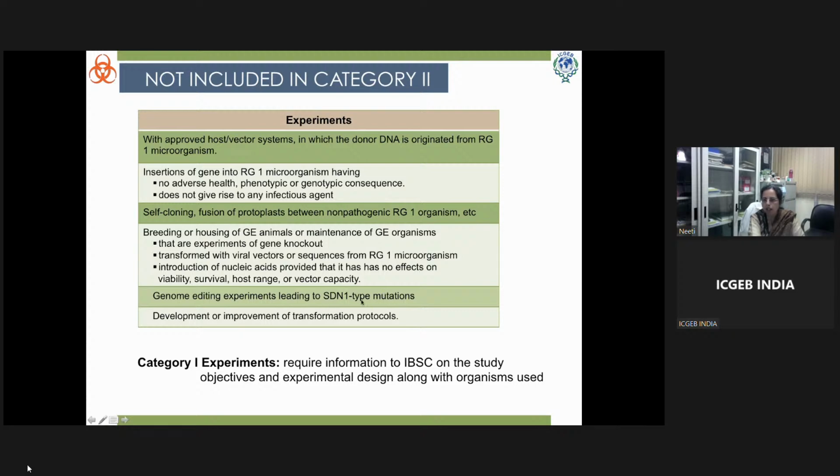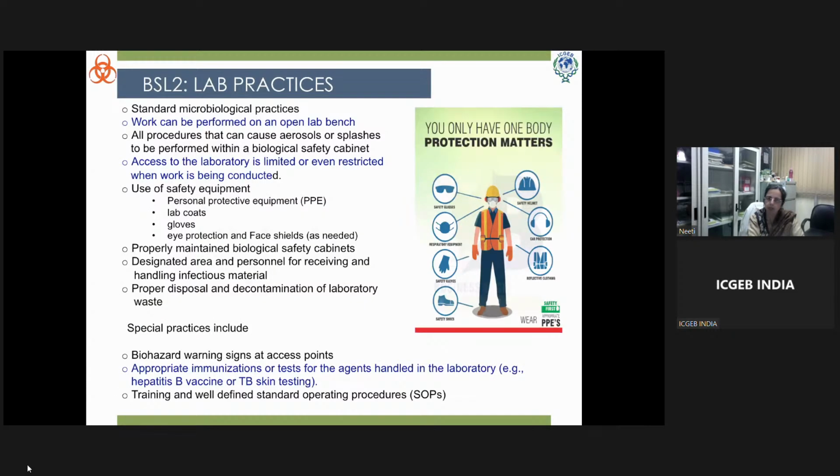And the SDN1 type of genome editing experiments also get grouped here, but the categorization needs to be reviewed by the institutional biosafety committee to guide or to help in classification of a particular experiment as category 1 or category 2. So for category 1 experiments, only an information to IBSC is required, but all category 2 experiments require prior approval from the biosafety committee before starting the experiment.